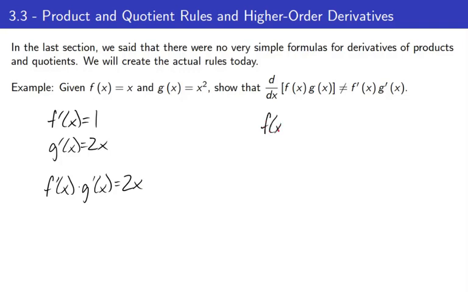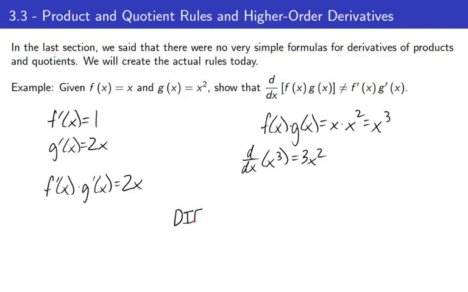What if I take the product of the functions and then take the derivative? We get x times x squared, which if you add the exponents, you get x cubed. So the derivative of the product of the functions, the derivative of x cubed, with the power rule, that's 3x squared. As you can see, those are different. There is no easy rule that can calculate the derivative of a product. However, the rule that we're about to learn is not extremely difficult once you get the hang of it.